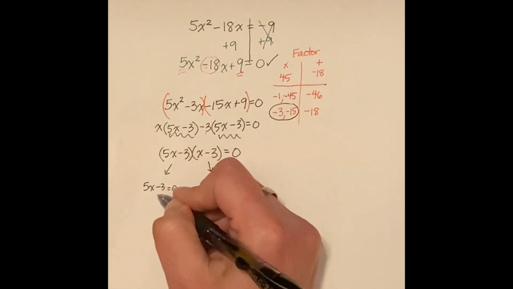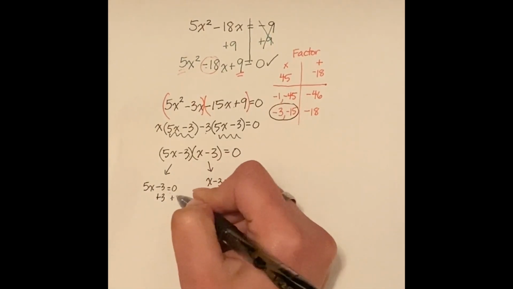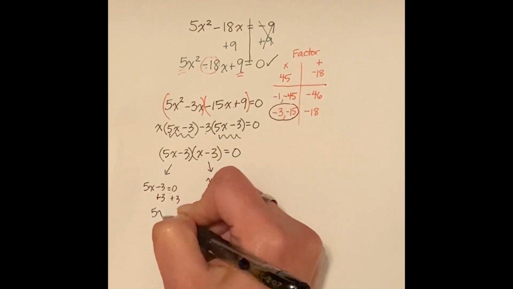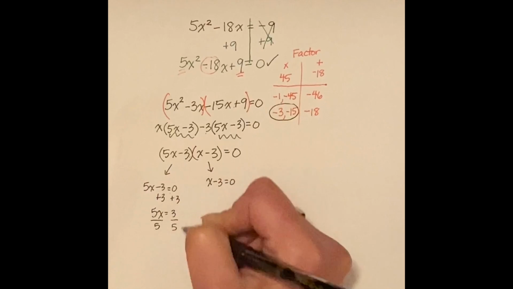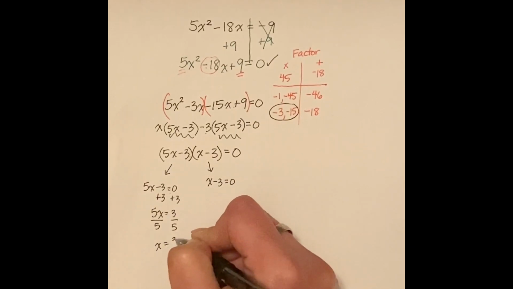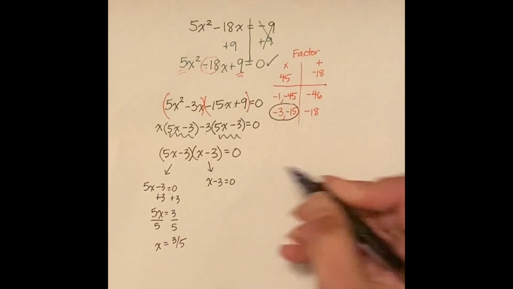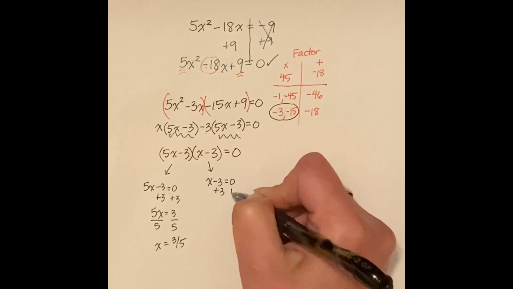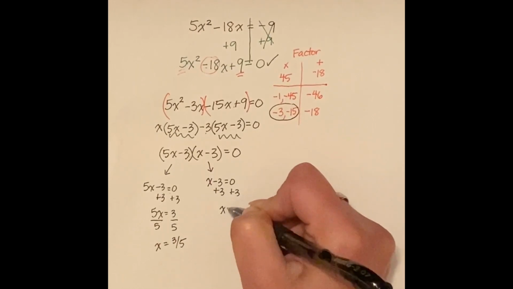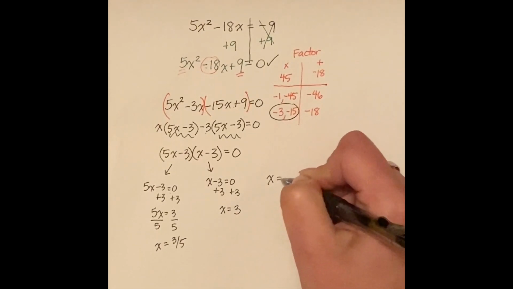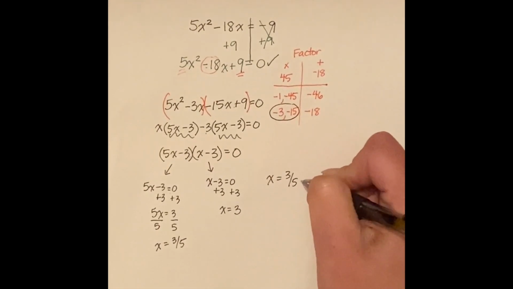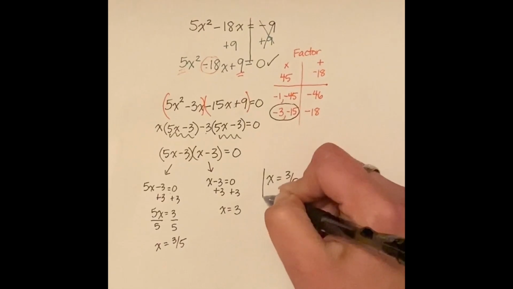And we just solve. So we're going to add 3 to both sides, and we get 5x is equal to 3. Divide both sides by 5. So x is 3/5. Or we're just going to add 3 to both sides here. So x is 3. So the roots are either 3/5 or 3.